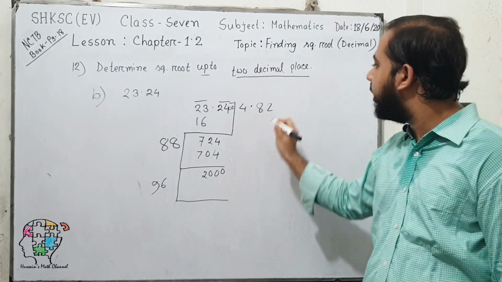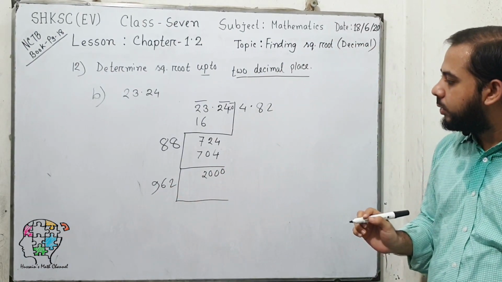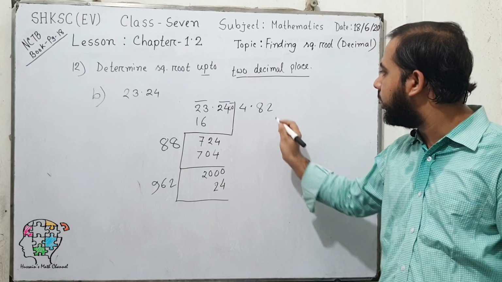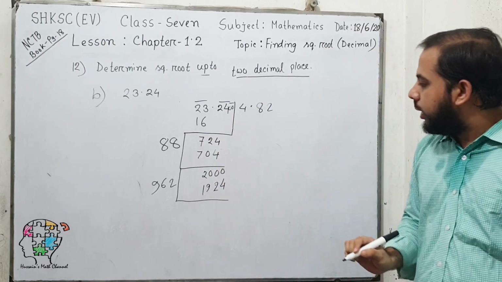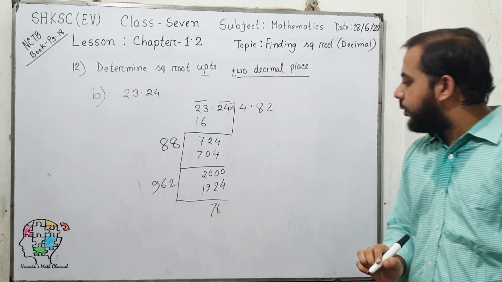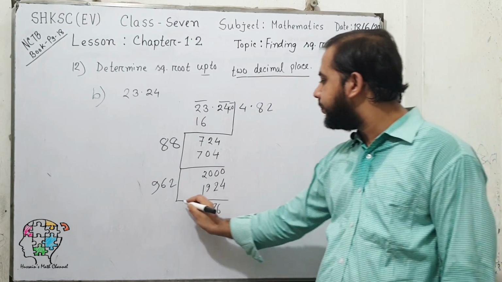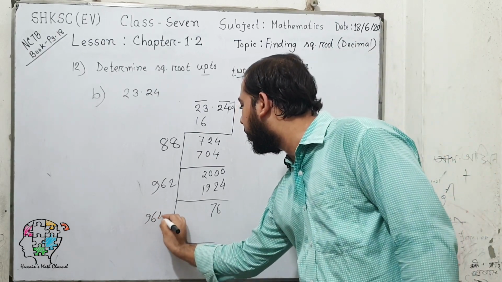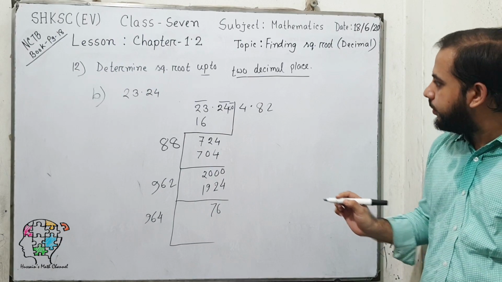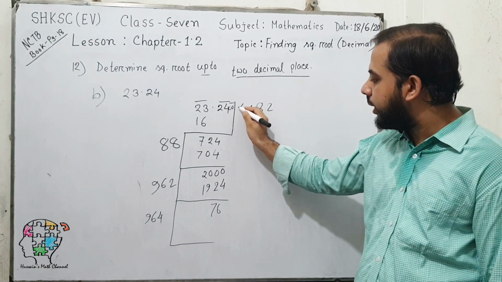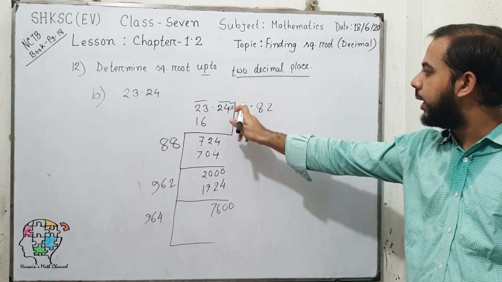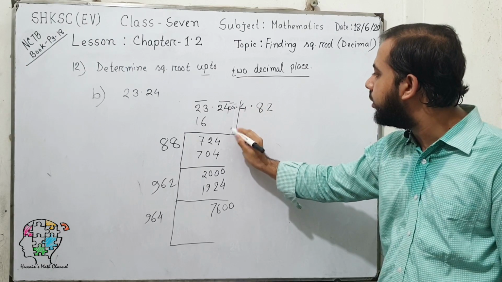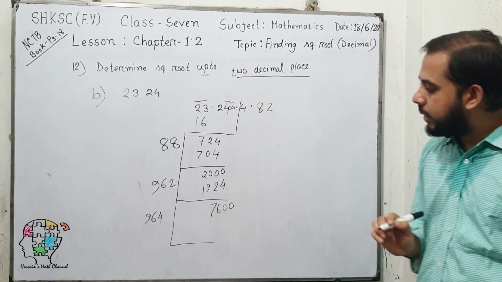Now if we put 2 here and 2 here, it will become closest to it: 2 times 2 is 4, 2 times 6 is 12, in hand 1, 2 times 8 is 18 plus 9, 19. So if we subtract, we will get 76. Now if we make it double here, we will get 964. And if we take another pair of 0 here, we will get 7600.